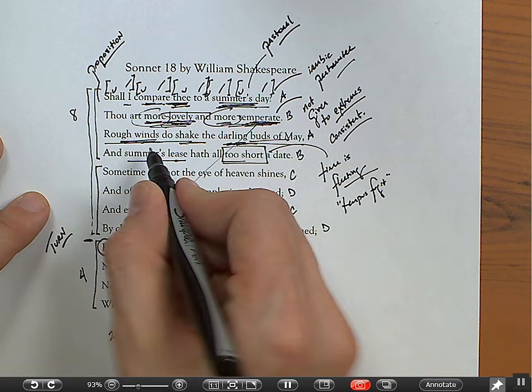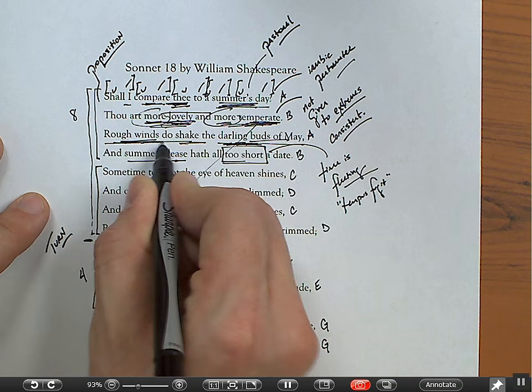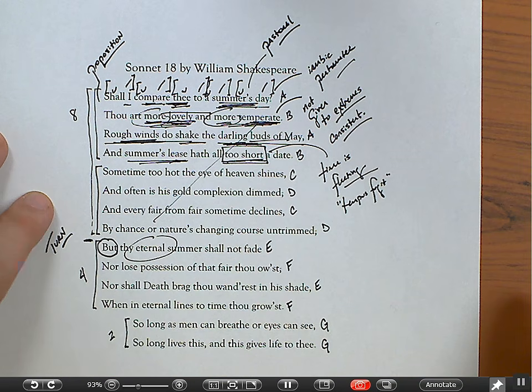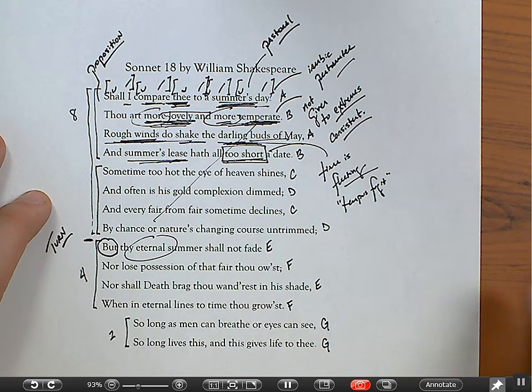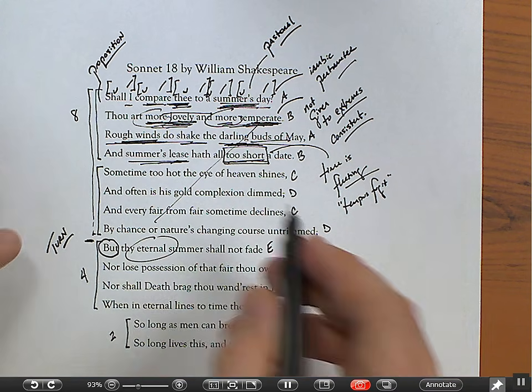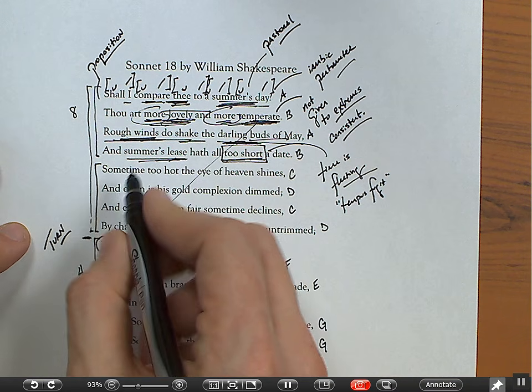He's describing nature. The darling buds of May are shaken by the wind. Summer is all too short. Spring moves to summer, which moves to fall, which moves to winter. It is not constant. It is not consistent. It is ever given over to change, imbalance, swayed to the extremes. He continues on here at line 5.